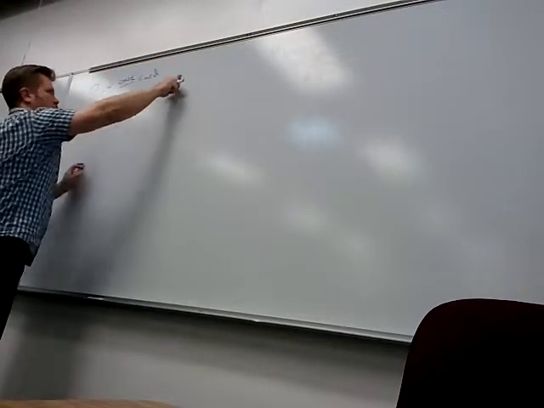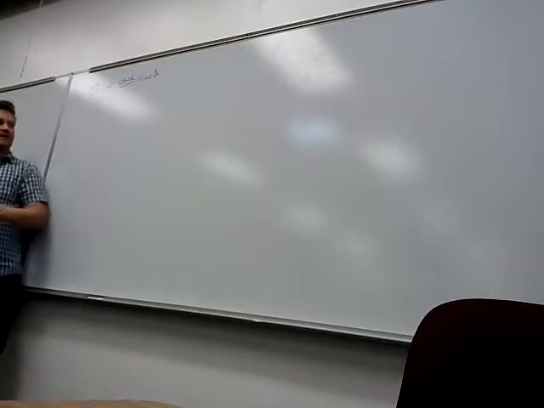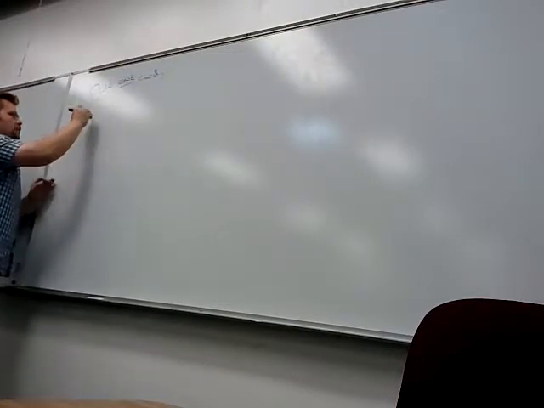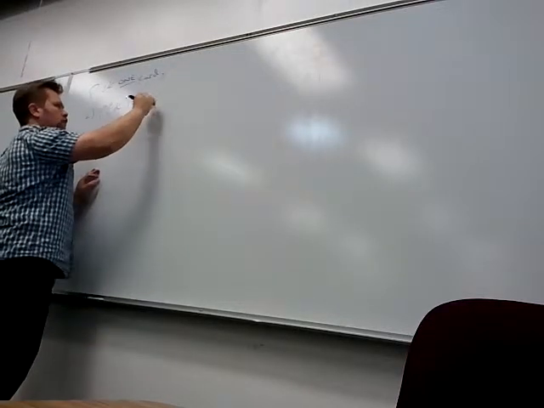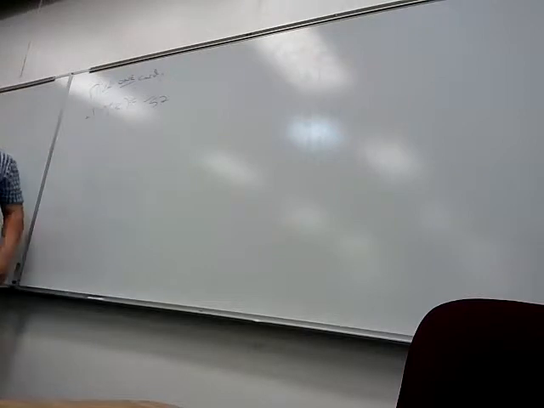So if I pick one card from a deck that has no jokers in it, a regular deck, what's the probability that I pick a king? So what's definitely going to go on the bottom? Don't reduce it yet. 52. Out of 52 cards, how many chances do I have to get a king?